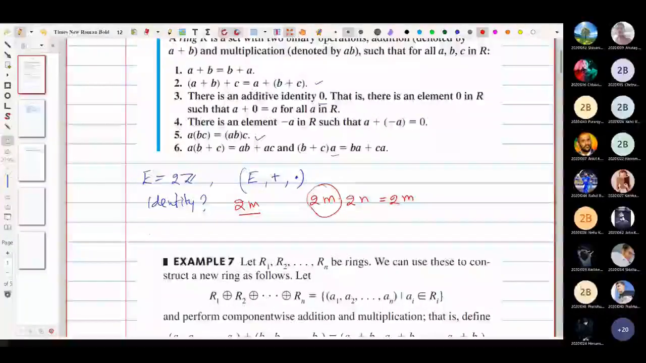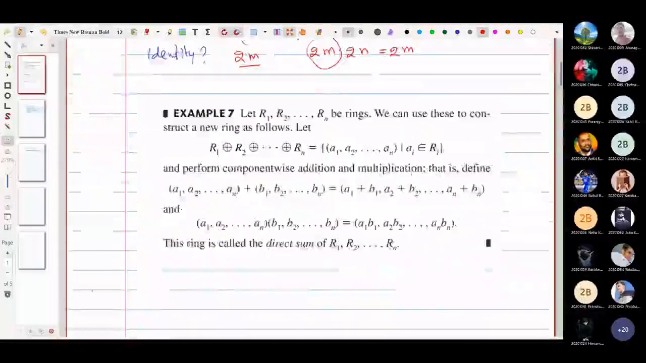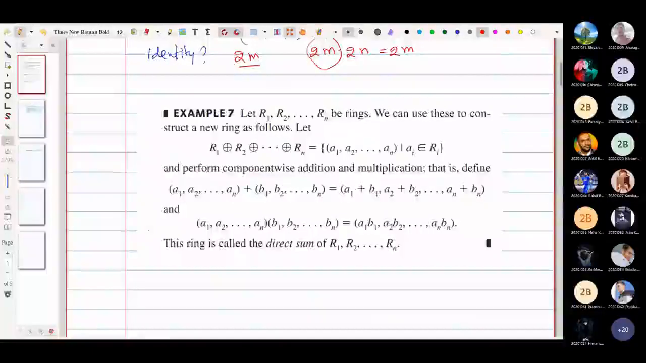Okay. So let us see another example. Example number 7. If there are n number of rings, R1, R2, up to Rn, we can use these to construct another ring. This is called the direct product.